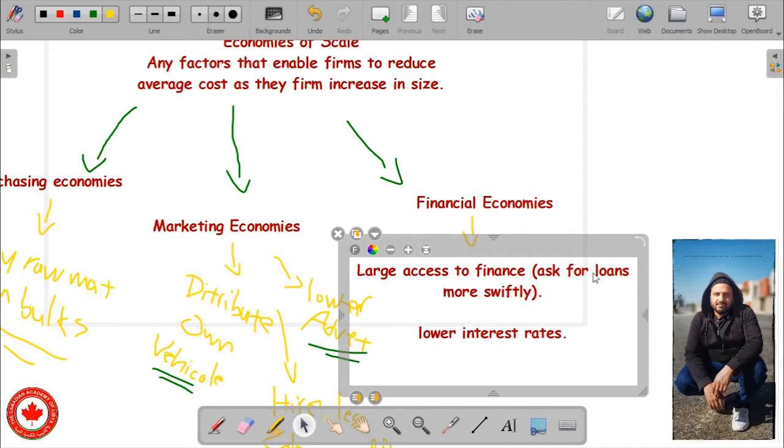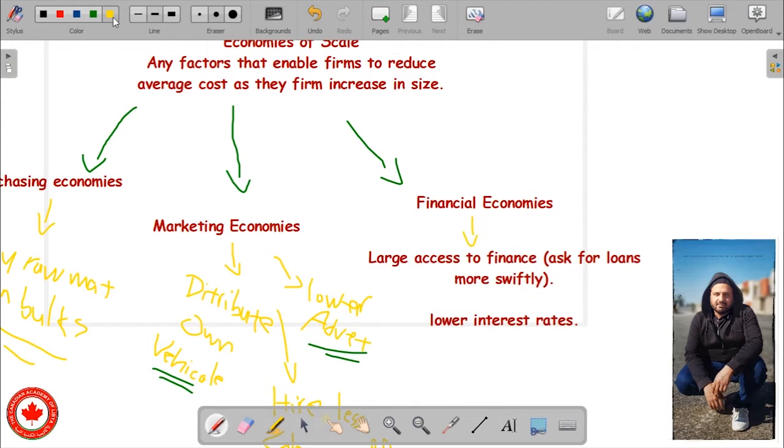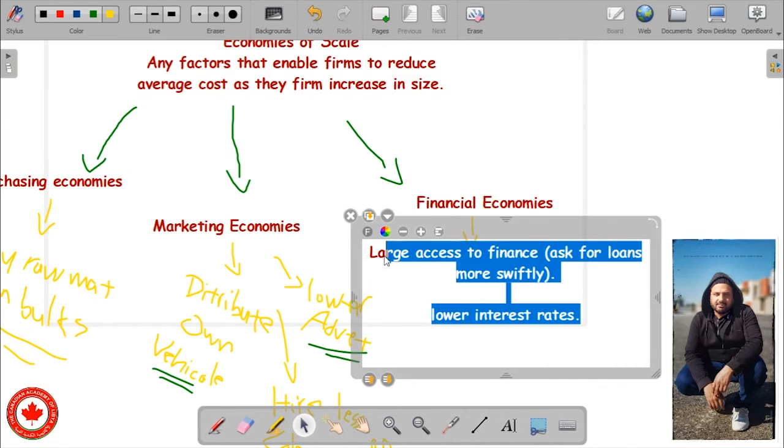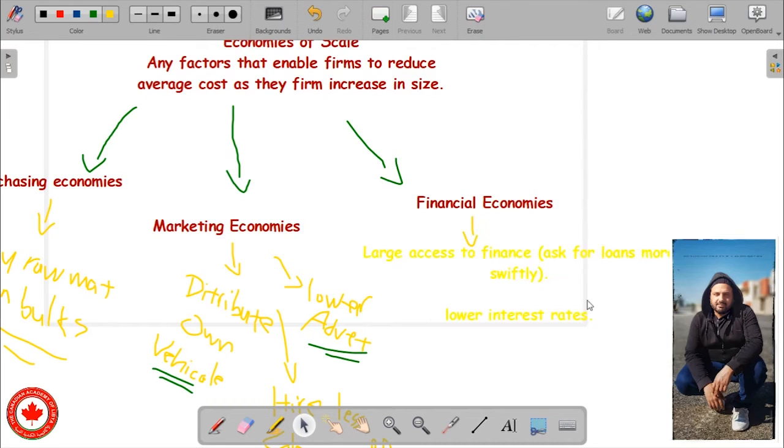It means that these large firms will benefit from lower interest rates because they are asking to be lent a huge amount of money. They will ask for millions. They will not ask for a few thousands or 10,000s. They will be able to gain a lower interest rate compared to the small companies.